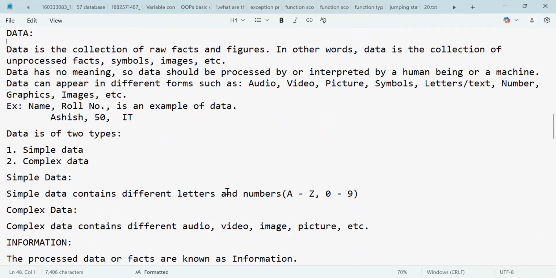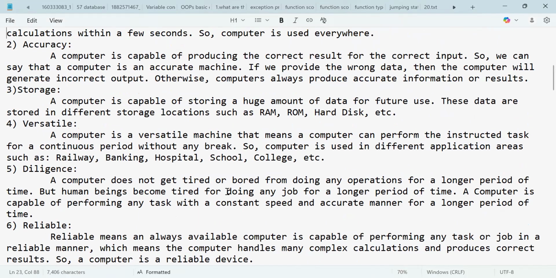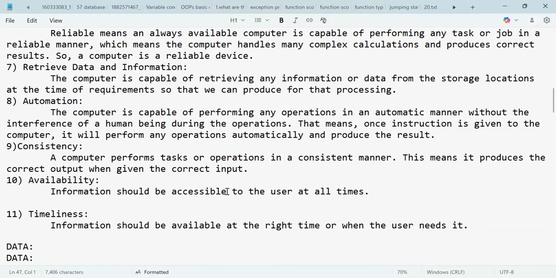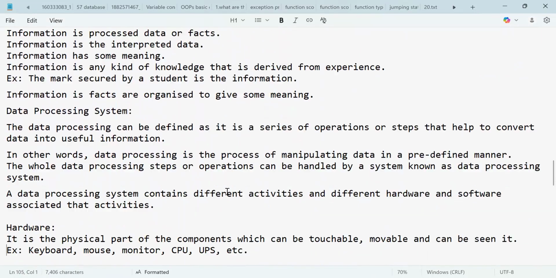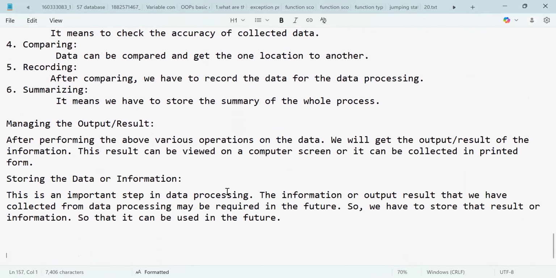That is the function. So we covered what is data, what is information, what is a computer, what is IT, what are the characteristics of IT, and what are the data processing cycles and their steps. Everything I have discussed in this class, in today's topics.